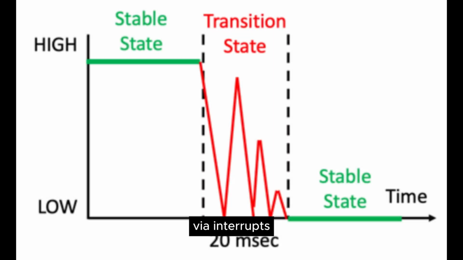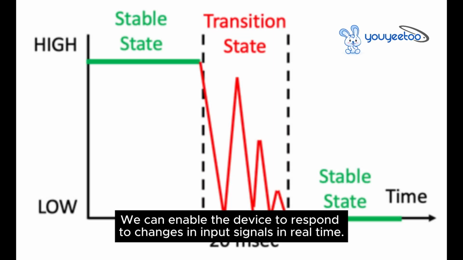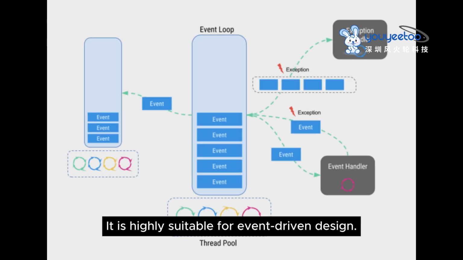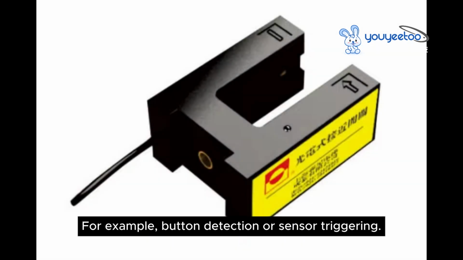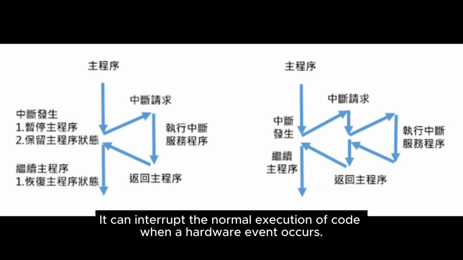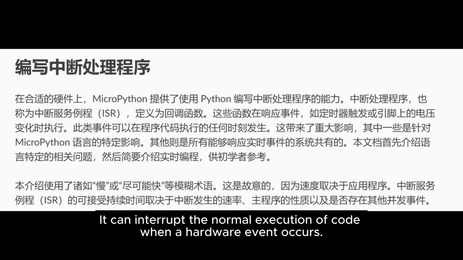Via interrupts, we can enable the device to respond to changes in input signals in real time. It is highly suitable for event-driven design, for example, button detection or sensor triggering. Interrupts are a special signal processing mechanism. It can interrupt the normal execution of code when a hardware event occurs.